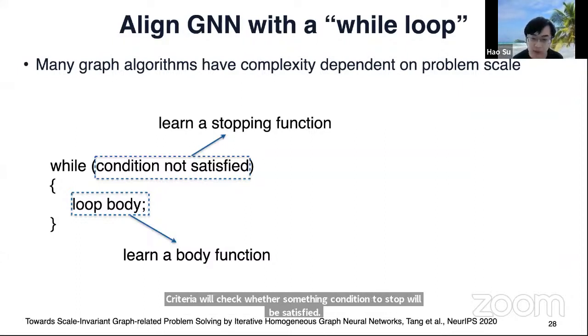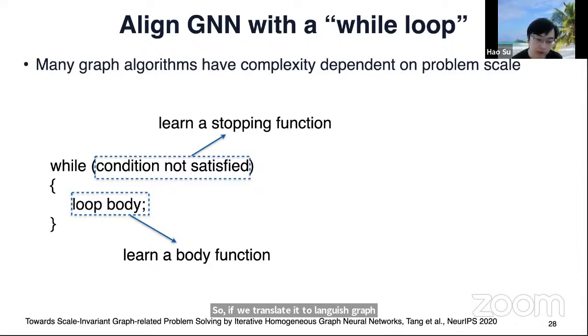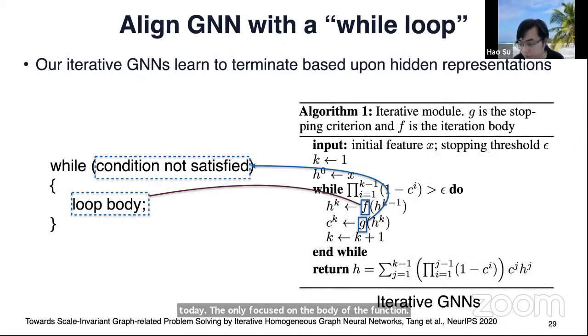So if we translate it to the language of graph neural networks, then we should learn both a function corresponding to the body of the loop and also certain stopping criteria. Unfortunately, most of the graph neural networks today only focus on the body of the function that gives it the ability to pass messages, but not the ability to learn a stopping criteria. Now, if we strictly follow this kind of logic, we can actually try to build a new kind of GNN, which we call the iterative GNNs.